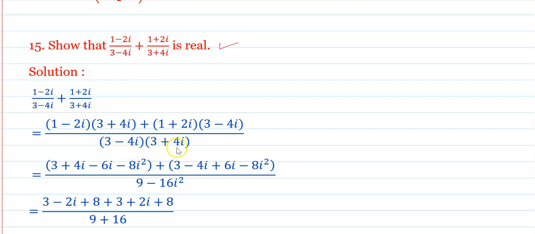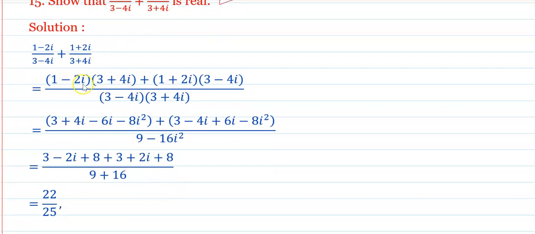(A minus b) into (a plus b) means what? A square minus b square. Okay. आता पुन्हा या दोन्ही ब्रॅकेटचा प्रॉडक्ट. 1 into 3 you will get 3, 1 into 4i you will get 4i, minus 2i into 3 minus 6i, minus 2i into 4i, that is minus 8i square. Next multiplication, 1 into 3 you will get 3, 1 into minus 4i you will get minus 4i, 2i into 3 you will get 6i, 2i into minus 4i you will get minus 8i square. Okay. Now the next, keep these 3 as it is. Plus 4i minus 6i minus 2i, 8i square.